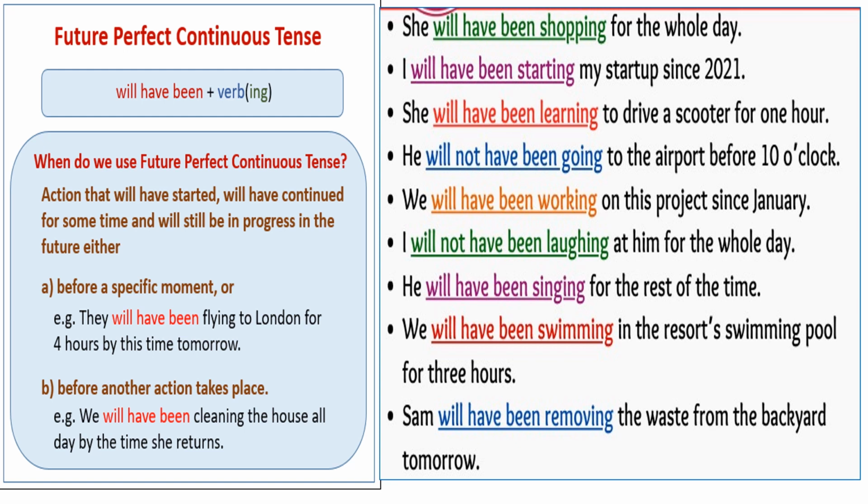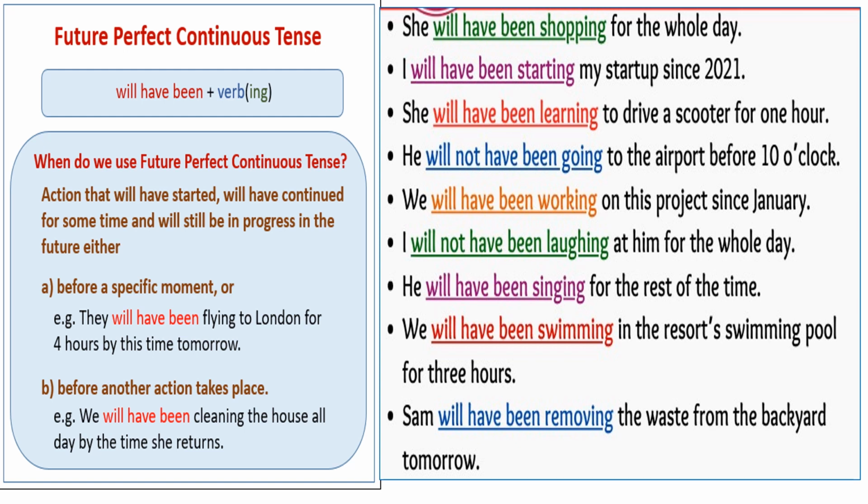We use future perfect continuous tense for an action that will have started or will have continued for some time and will still be in progress in the future, either before a specific moment or before another action takes place. Please do not get confused with future perfect and future perfect continuous, children. The future perfect continuous tense looks at the past from the future. Just keep that in mind and it is easy to understand.